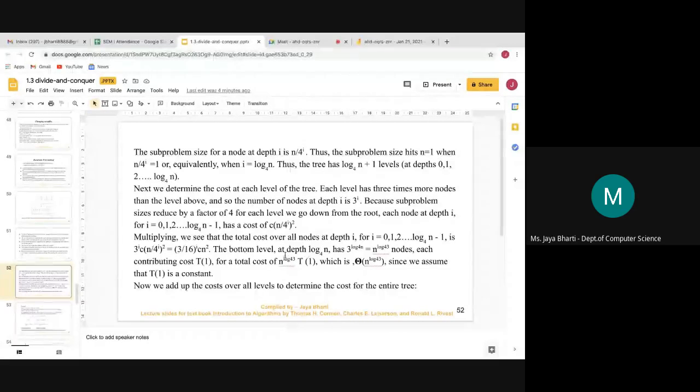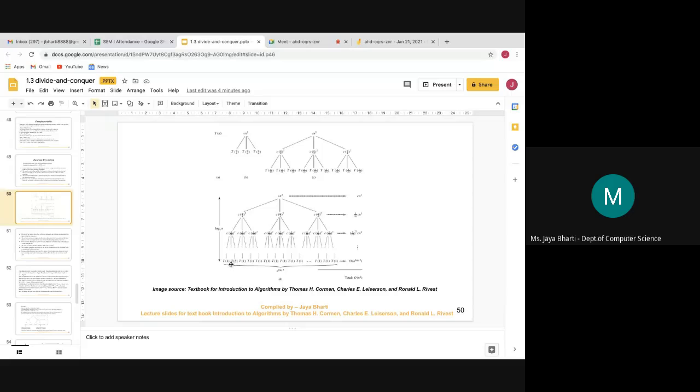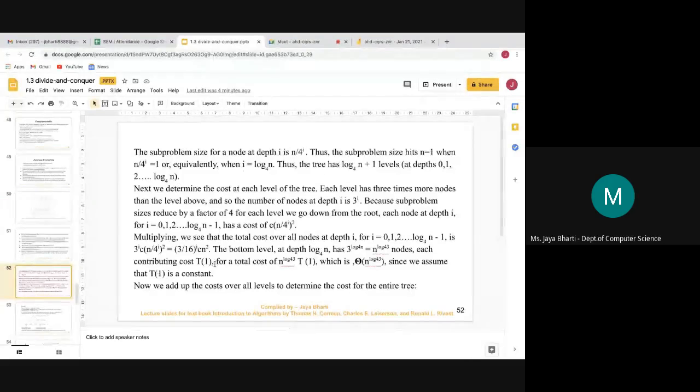So the bottom level at depth log base 4 of n has this many nodes, and each contributes a cost of T of 1. Why does it contribute only T of 1? Because the problem size is 1 only. So at the maximum depth we get that many nodes, and each contributes only a constant cost.